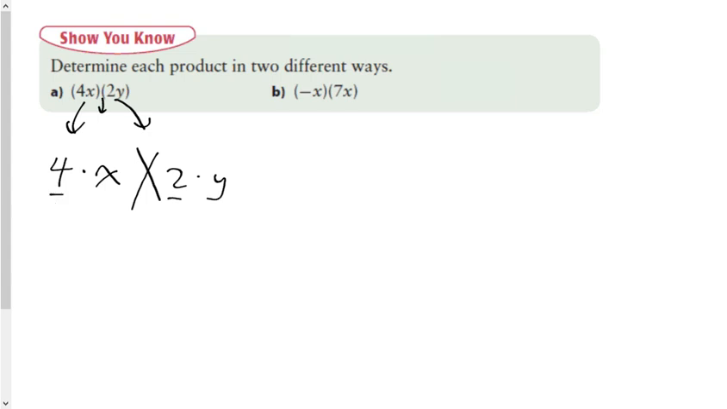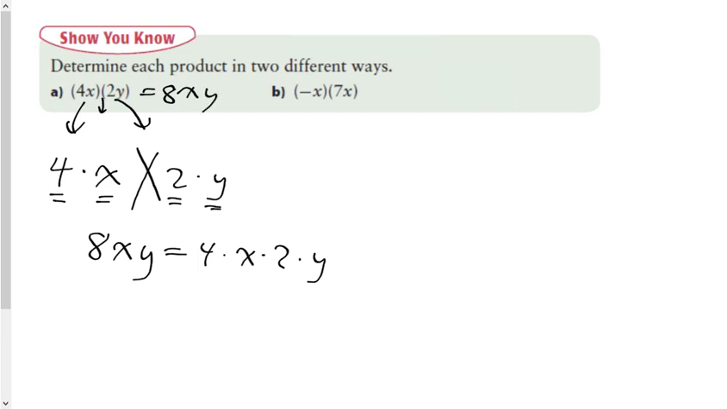So I'm going to start with the coefficients, 4 times 2. I'm going to multiply those to get 8. And then I'm going to multiply the x by the y. Now, since those are variables that are not the same, I have to keep it as just x times y. So instead of saying 4 times x times 2 times y, I can say 8 times x times y, because 4 and 2 can actually be multiplied together because we know their values. But the x and the y, since we don't know, must remain variables. So 8 times x times y is the same thing as 4 times x times 2 times y. And that would be our solution, 8xy, just like we got when we did the area model.